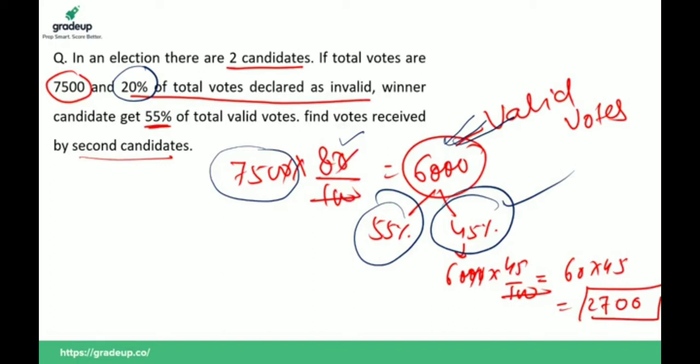Naresh, actually in this question we have been given that 20% of the total votes are invalid. So I exclude 20% from here.